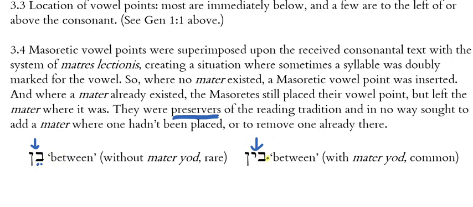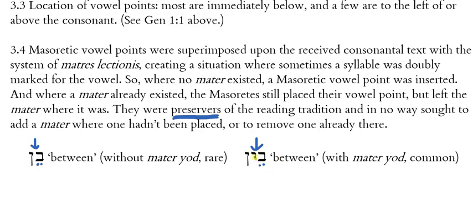Over here, on the other hand, there was already a mater yod to tell the reader to read that as bane. They didn't say, oh, well, I guess it's already marked, we don't need to use our Masoretic E. No, they didn't do that. They went ahead and put their E under the beth anyway, but left the mater yod here as well. And this is also pronounced bane. And so this spelling and this spelling are slightly different, but they're the same word, pronounced the same.